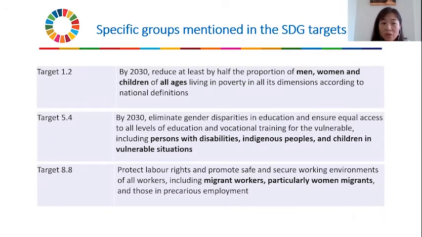So in the SDG targets, many specific population groups have been mentioned. For example, in target 1.2, reducing multidimensional poverty rate according to national definition, men, women, and children of all ages are specified. For target 4.5, ensure equal access to all levels of education and vocational training, and here persons with disabilities, indigenous people, and children in vulnerable situations are particularly mentioned. For target 8.8, protect labor rights and promote safe and secure working environments for all workers, migrant workers, and in particular women migrants, are mentioned.